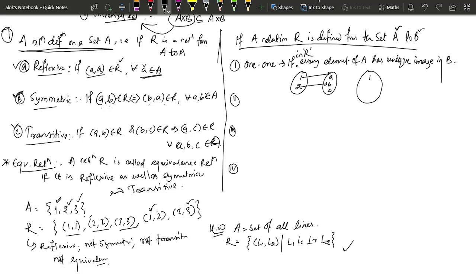This is also {1, 2, 3} and {a, b, c} also there. Here 1 is related to one element, 2 is related to one element. This is also a relation. This is also a one-one relation.